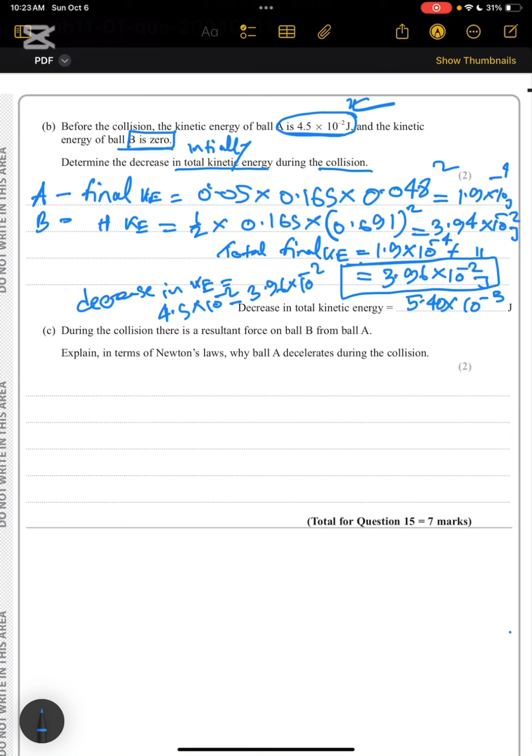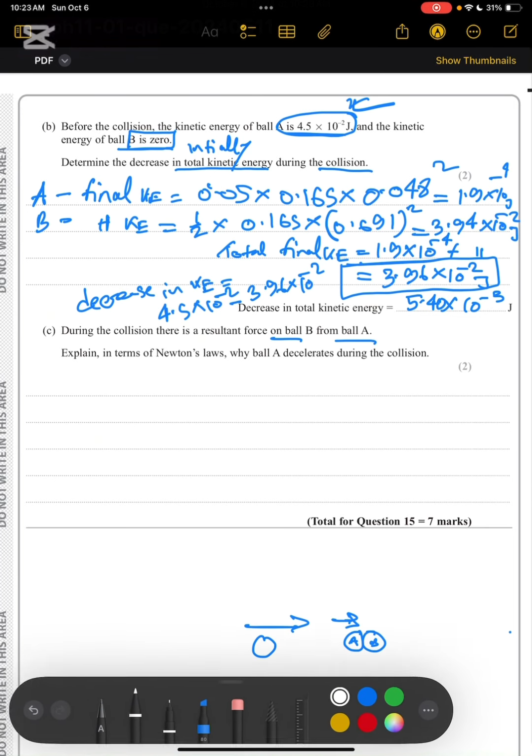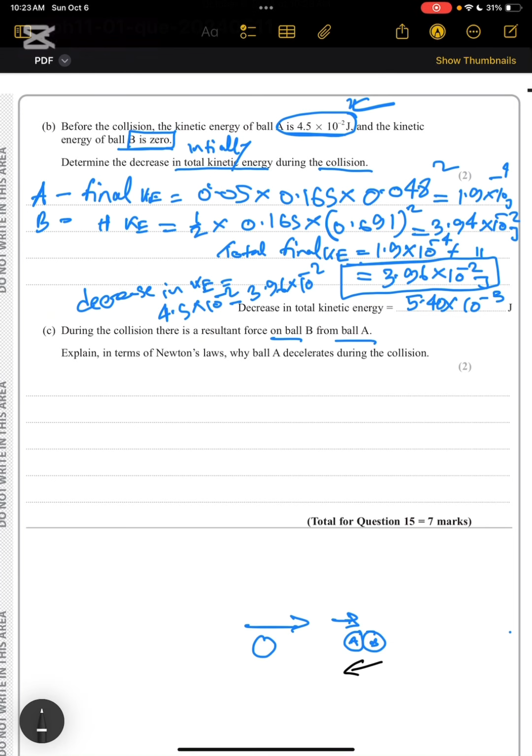So in the question number C, they have said during the collision there is a resultant force on the ball B from ball A. Actually the thing is the ball B was stationary and the ball A was approaching towards it, and after the collision absolutely the ball A will collide with it and ball A will have a force on ball B on this direction, and in the same way the ball B will have equal and opposite force on ball A. This is Newton's third law, right? The ball A is exerting a force on ball B and the ball B will exert the same equal and opposite force on ball A.